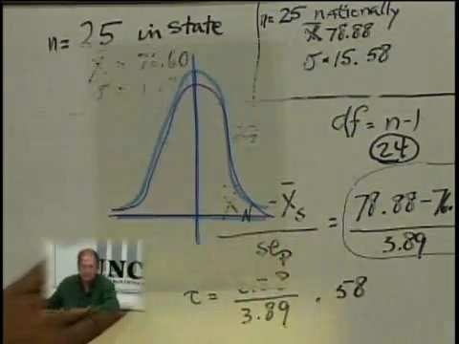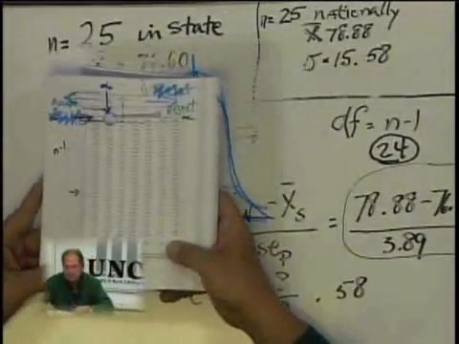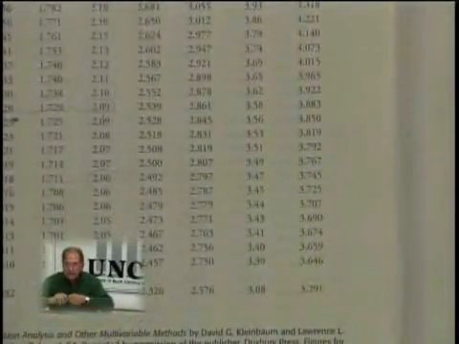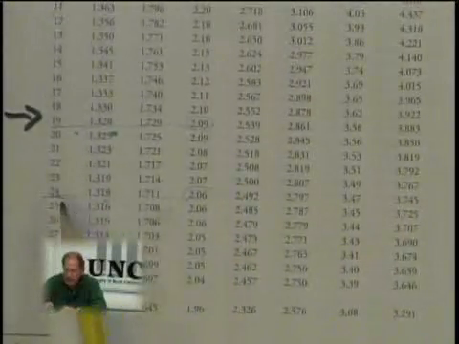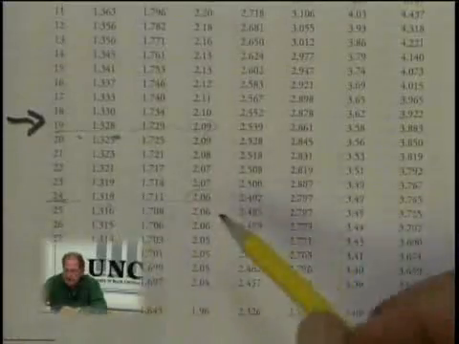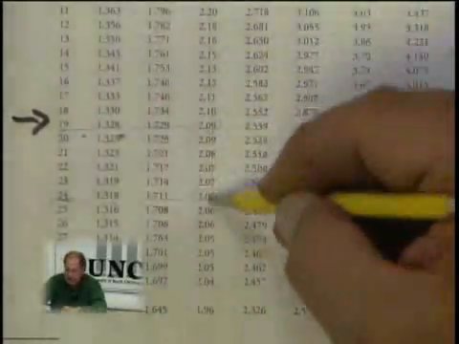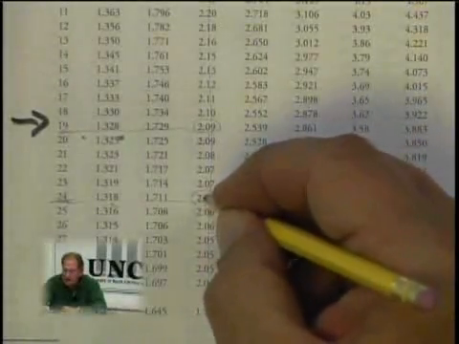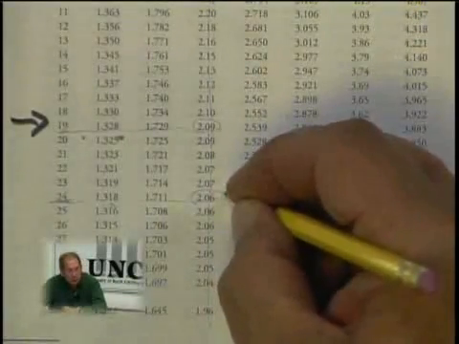Okay, going back to the table. So at 24, you said it's not close to 26 because we're doing 95%. Well, let's just look at the table again. Here in the table, at 24 degrees of freedom, for me to be significant at the 95% confidence level, which is this column right here, I've got to have a t value of at least 2.06 or greater.